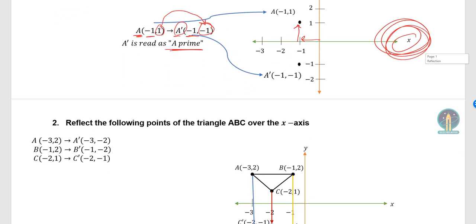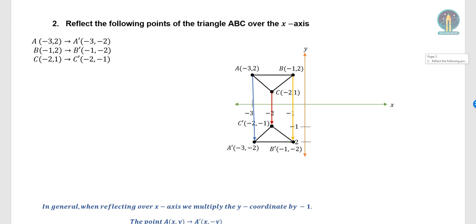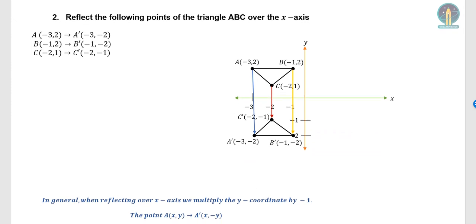Let's look at this second example. Reflect the following points of the triangle ABC over the x-axis. So remember, again, to reflect over the x-axis, you keep the x-coordinate the same, and you multiply the y-coordinate by -1. So these 3 points are essentially vertices of a triangle, right? Having the respective coordinates that they have.